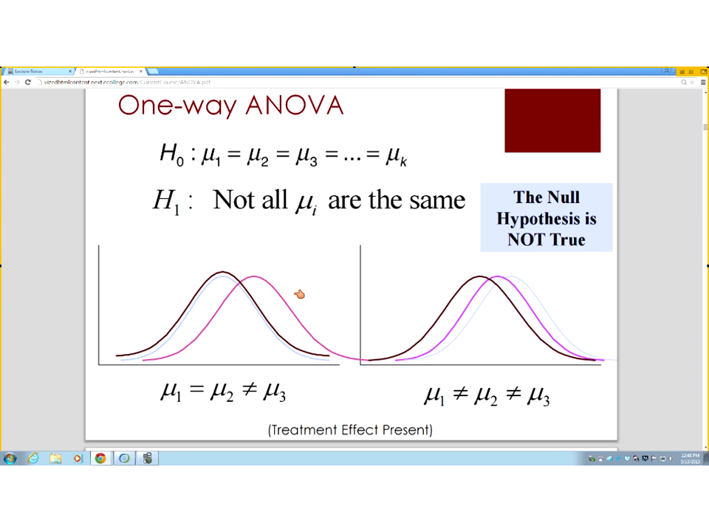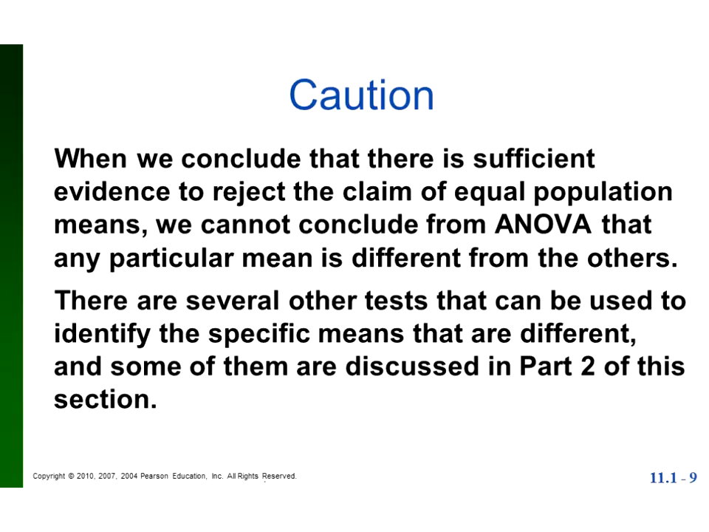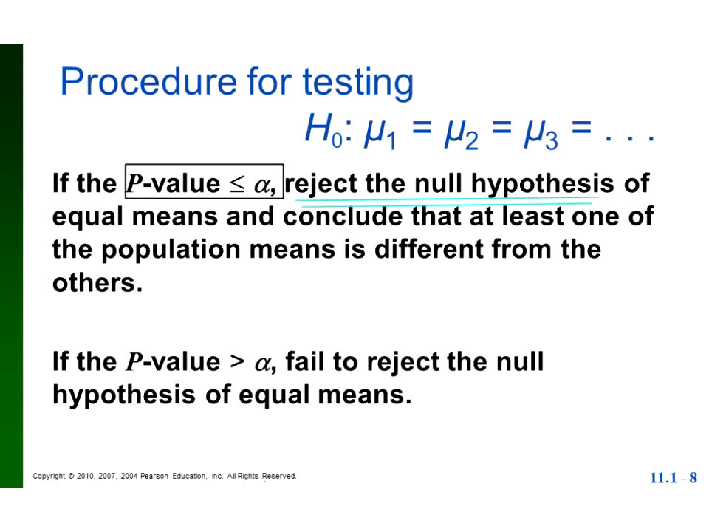Now, we don't know which is the situation here. All this is saying is that at least one of the means is going to be different, but I wouldn't be able to tell you which. We're not saying which one is different. We're just saying that one of them is different. All right, so that's what that says.